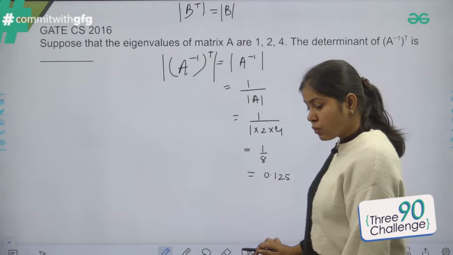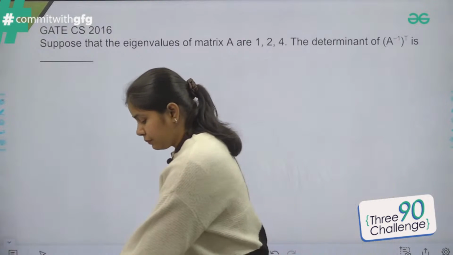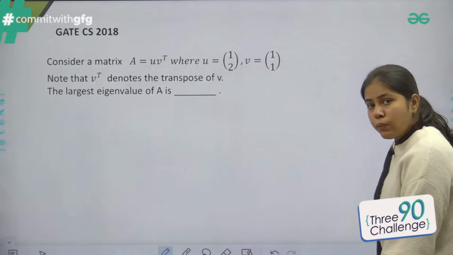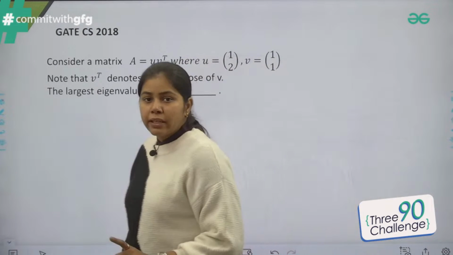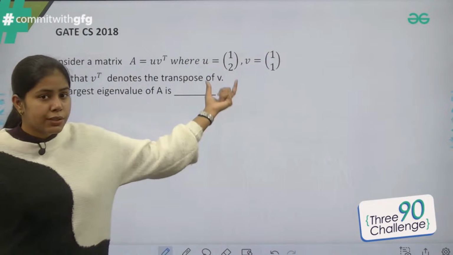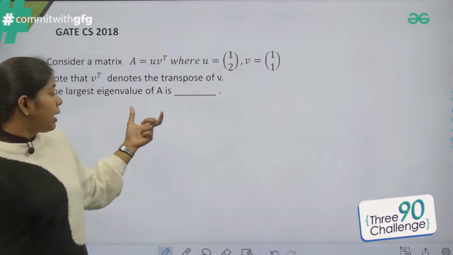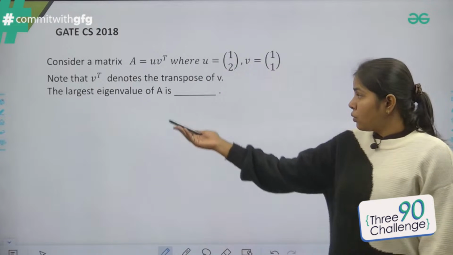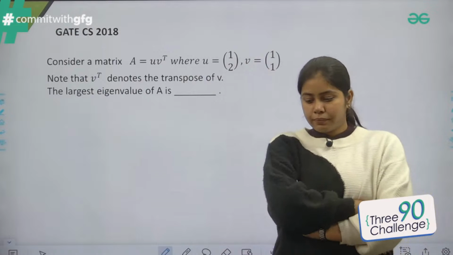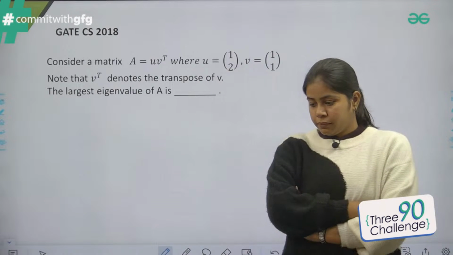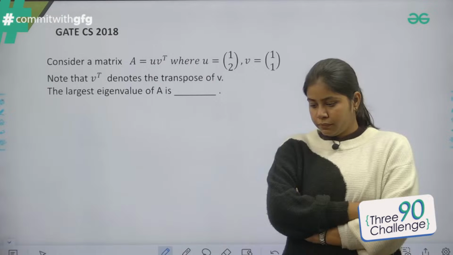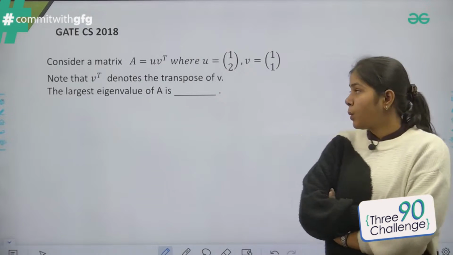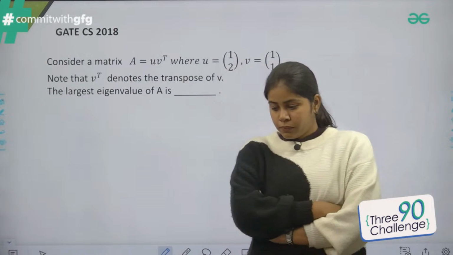What about other students? Solve it, guys. Yeah, this is another question. They are saying that A is a given matrix which is U into V transpose. Now I don't have that matrix given directly. They have given me two vectors, U and V. They are asking for the largest eigenvalue of A. Solve it. Right, Martha, 1 by 8 is the answer. So the largest eigenvalue of A is, solve it, guys.